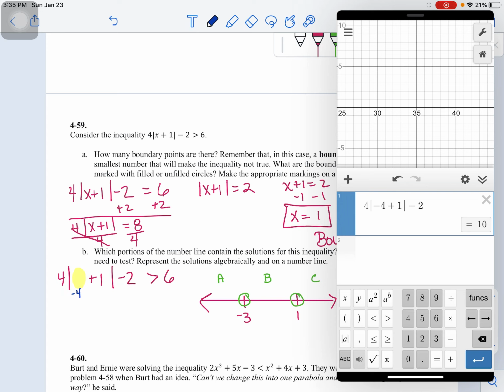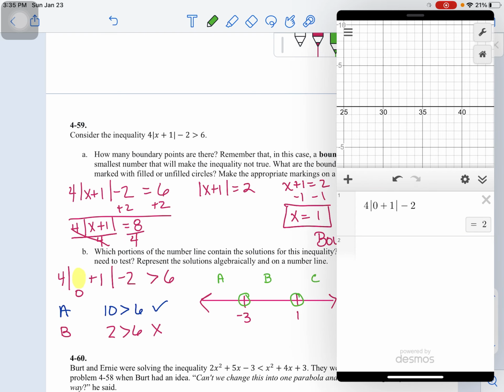Well, in section A, I get 10. Yeah, 10 is greater than 6. So we are definitely coloring in section A. Let's try section B. Okay, let me use a different number. In section B, I think it's safe to use 0. That's definitely in the middle of section B. So I'm going to put a 0 here. All I'm going to do is go back up here and change this to a 0. And I get a 2. Is 2 greater than 6? Not at all. 2 is not greater than 6.